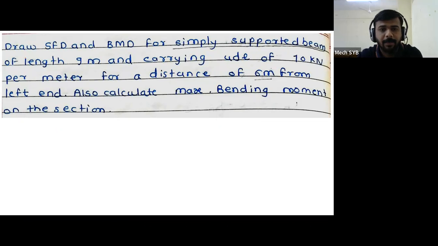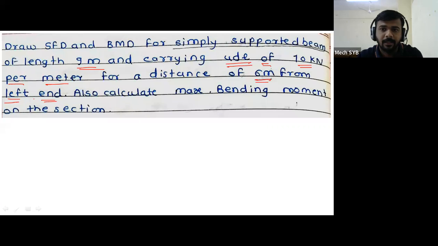So the next statement is in front of you. I will read the statement first, then we will draw the loading diagrams, and then we'll go for our actual solution. Draw SFD and BMD for a simply supported beam of length 9 meter. So the simply supported beam's total length is given as 9 meter and it carries a UDL of 10 kilonewton per meter for a distance of 6 meter from the left end.